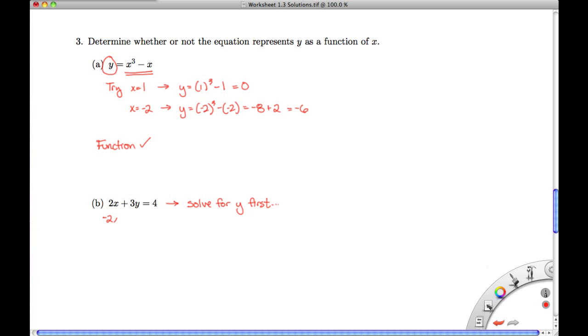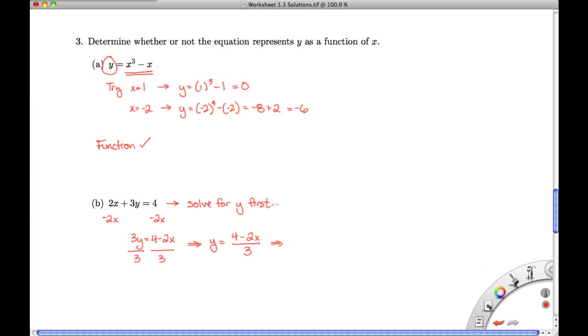So I'm going to subtract 2x from both sides. That'll give me 3y is equal to 4 minus 2x. And then I'm going to divide both sides by 3. And when I do this, my function is now going to be y equals (4 minus 2x) divided by 3.